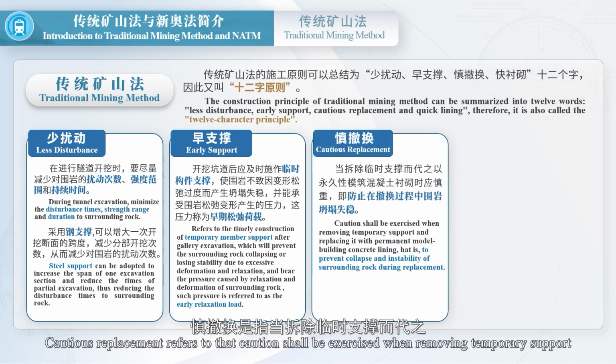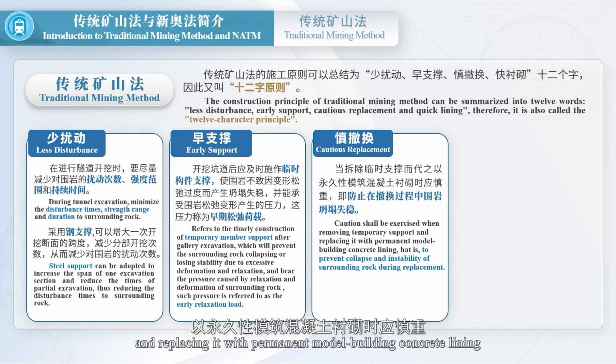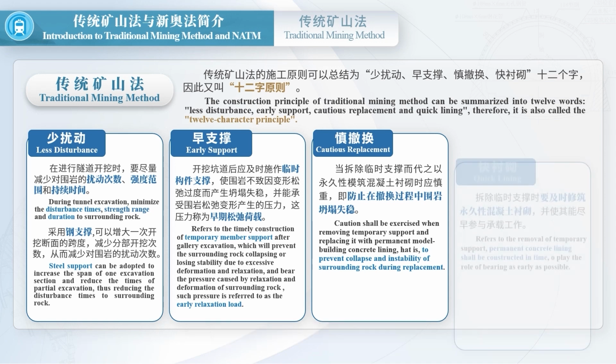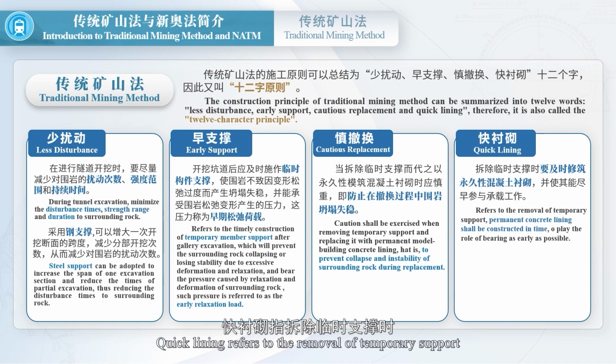Cautious replacement refers to that caution shall be exercised when removing temporary support and replacing it with permanent model building concrete lining. That is, to prevent collapse and instability of surrounding rock during replacement. Quick lining refers to that after the removal of temporary support, permanent concrete lining shall be constructed in time to play the role of bearing as early as possible.